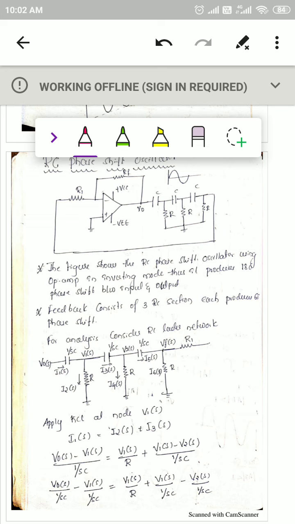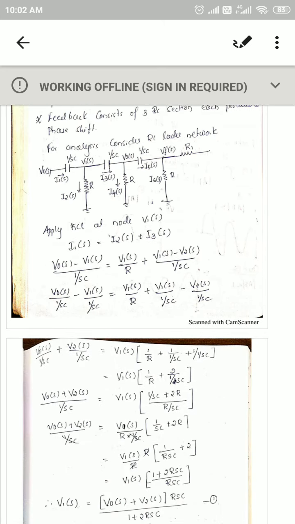The currents are I1 of S, I2 of S and I3 of S. Similarly, I3 of S is equal to I4 of S plus I5 of S; that we will come back to later. First we will discuss I1 of S. From this ladder diagram, applying KCL at V1 of S, you will get I1 of S equal to I2 of S plus I3 of S.